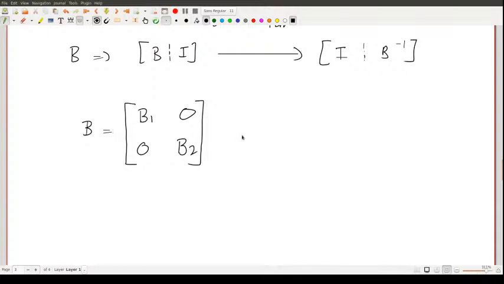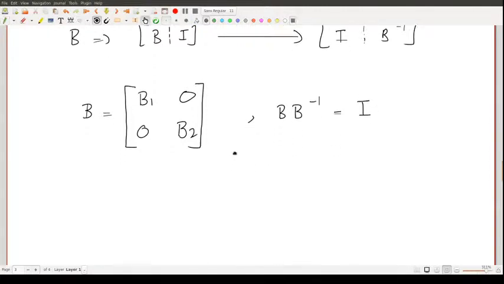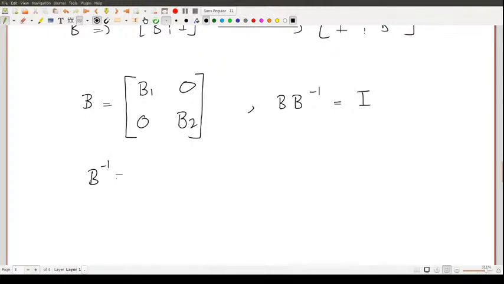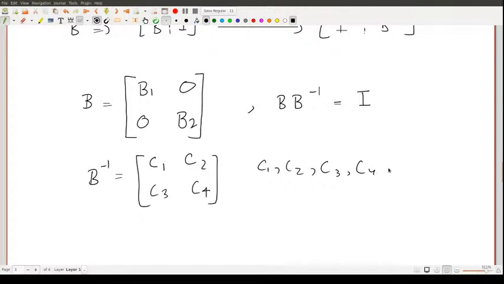And now I'm interested in finding B inverse, which means I want to find the matrix such that B times B inverse is equal to the identity matrix, right? We can think about B inverse as a block matrix as well, right? So let's say B inverse is some block matrix. I'm going to partition it into 2 by 2 blocks, consistent with this. So it has blocks C1, C2, C3, C4, and C1, C2, C3, C4 are 2 by 2 block matrices.